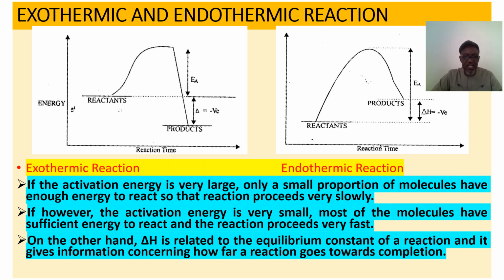So if the activation energy is very large, only a small proportion of molecules have enough energy to react, so the reaction proceeds very slowly. But if the activation energy is very small, most of the molecules will have sufficient energy to react, and the reaction will proceed very fast. Of course, the delta H gives us the enthalpy of the reaction.